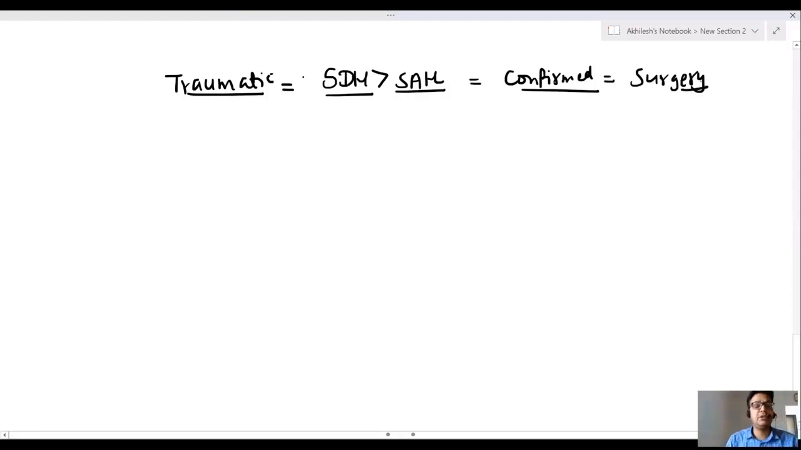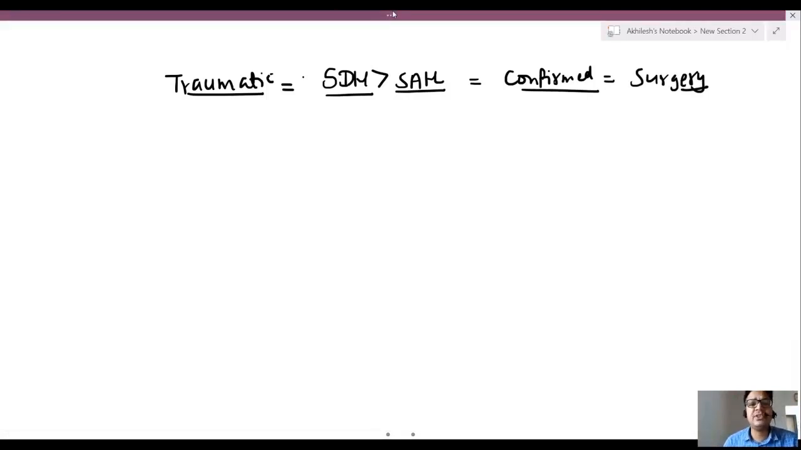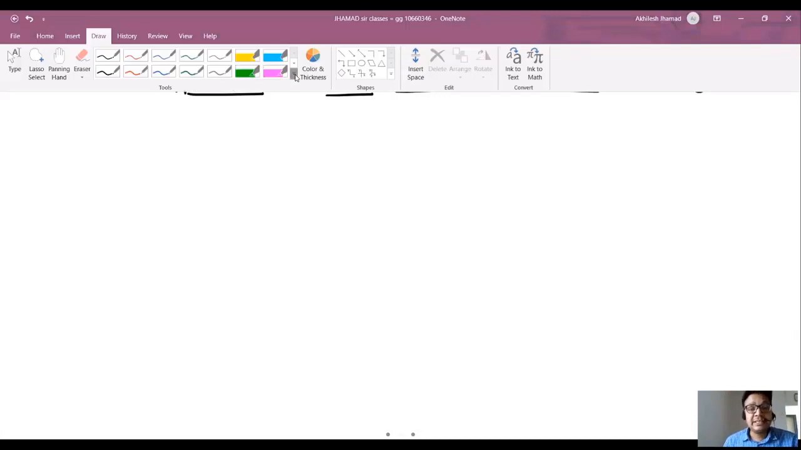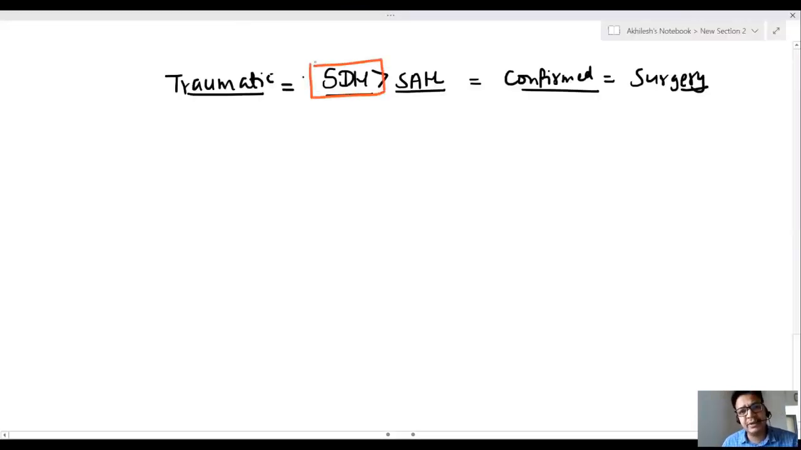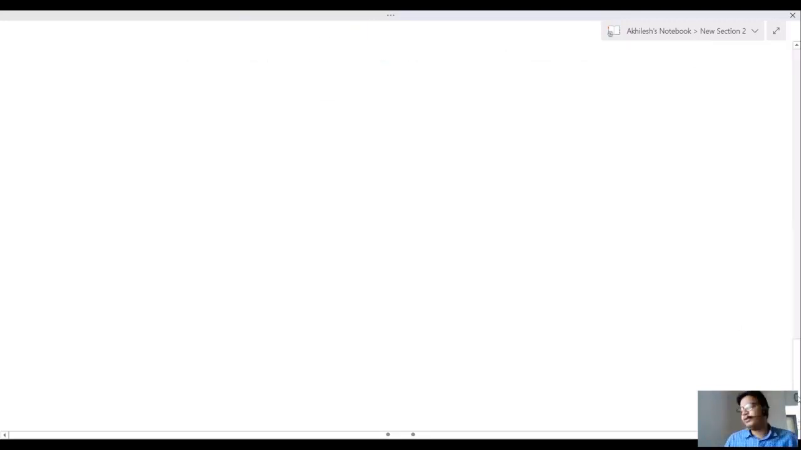Because according to me, in surgery SDH is more commonly given. So if SDH is more given in surgery, then you have to follow surgery. Otherwise, you can follow forensic medicine, because in the forensic book SAH is given as more common in trauma. So this is a confusion. That's why I told you.